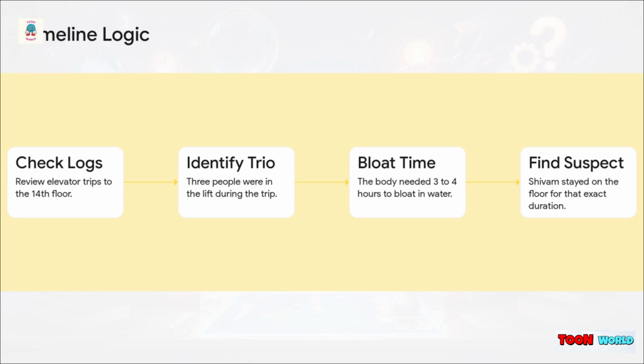Then, Mihul uses a bit of medical know-how. He remembers that heavily bloated body, right? Well, he knows it takes roughly 3 to 4 hours for a body to bloat to that extent in water. That means the killer had to be inside that room for several hours to make sure their staging worked. Finally, by cross-referencing the exit times on the CCTV, Mihul eliminates the other passengers. Only one man, a guy named Shivam, remained on that floor for that exact 3 to 4 hour window. Boom, we have our prime suspect.